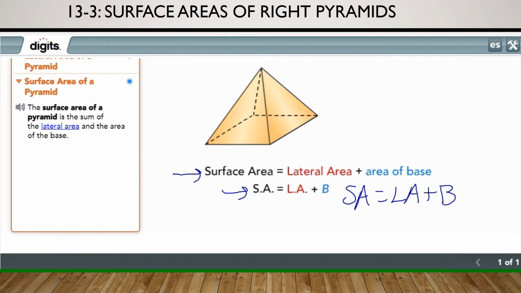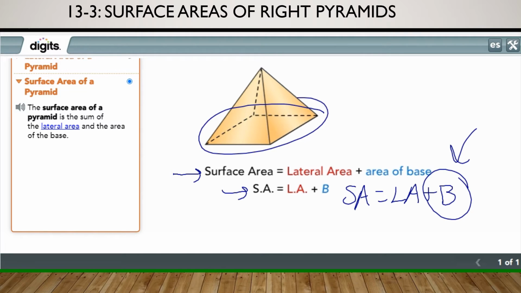So this is very similar to the surface area of a prism. The only difference is this portion here. Now I want you to think, why do we only add the area of the base? But in surface area of a prism, we have to add 2 times the area of the base. The reason we're only adding area of the base 1 time is because pyramids only have 1 base. Prisms have 2 bases.